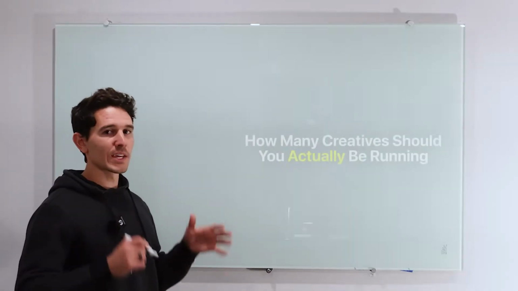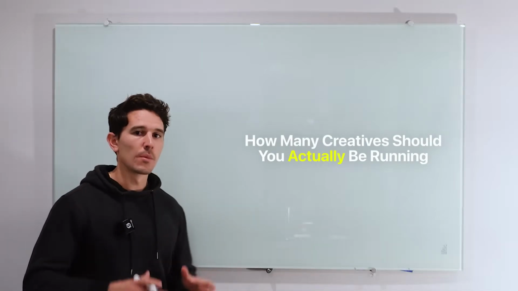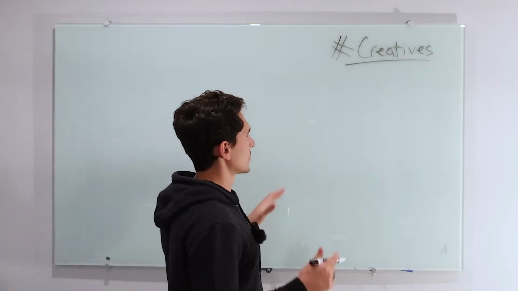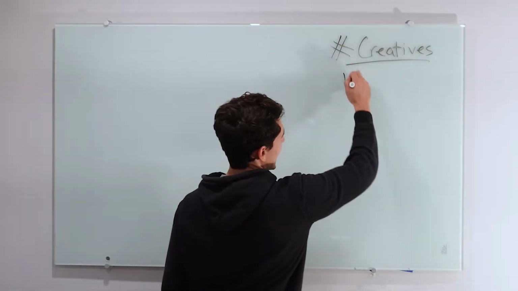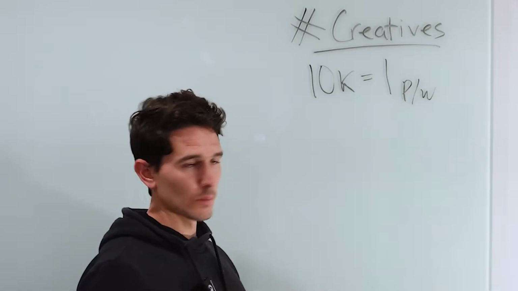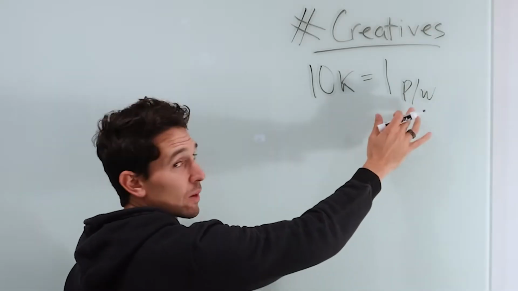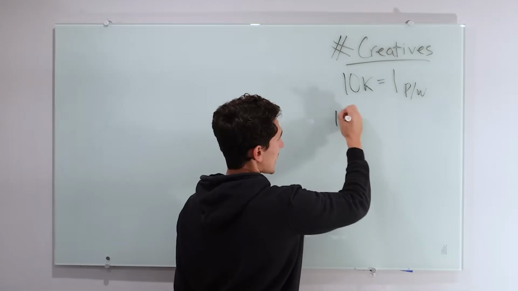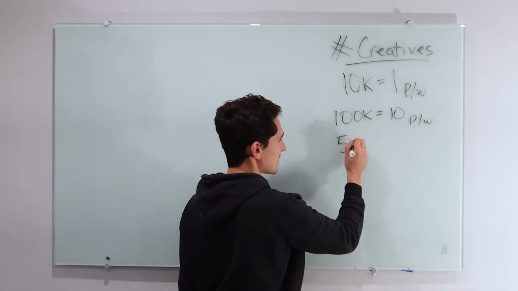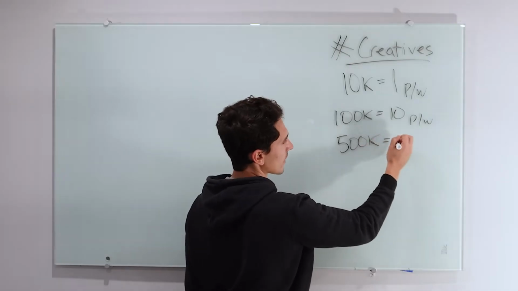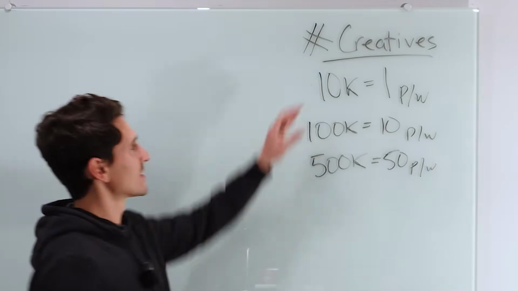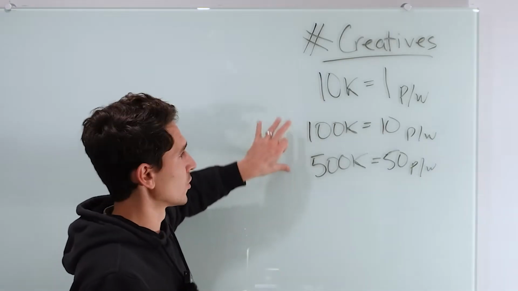So first things first, I want to give everyone a very simple rule of thumb for how many creatives they should actually be running. For your number of creatives, it's actually a very simple formula. For every 10K that you spend in ads, you want to create one ad per week. Really simply put, that means spend 10K, make one ad per week. If you spend 100K per month, you want to make 10 ads per week. Yes, if you spend $500,000 per month, then you in fact want to create 50 ads per week. This is a very simple fundamental baseline that you can work off of.